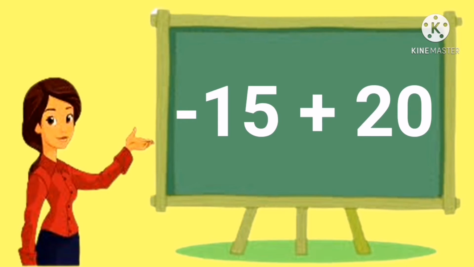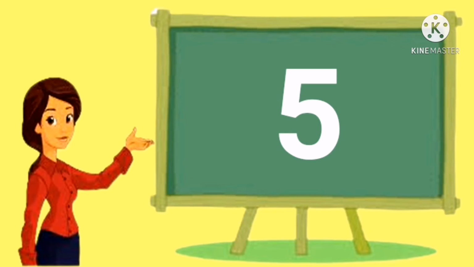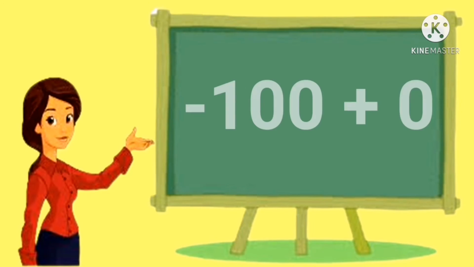Add the following. Again, the integers have opposite signs. So, you may subtract them and carry the positive sign. Because 20 is bigger than 15. So what is your answer? Good job! Let's proceed to item number 4.